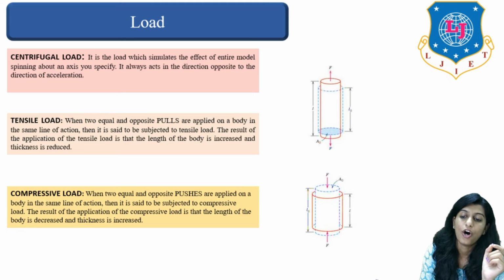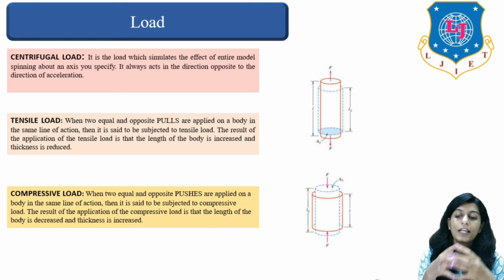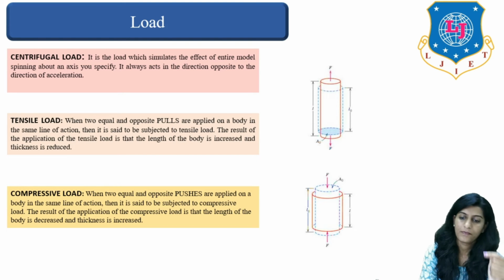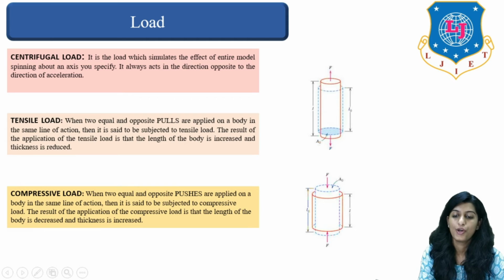So the result of the application of tensile load is that the length of the body is increased and thickness will be reduced, because you are pulling it from both the sides and in opposite direction, keeping it in the linear mode, right? So that is our tensile load.